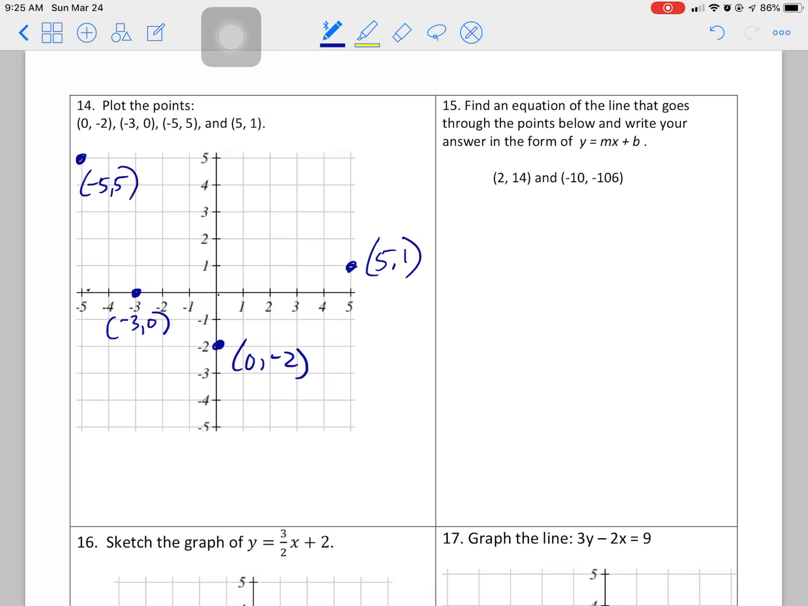Okay. Find an equation that goes through the line. How many more are there? Let me put this in another video.